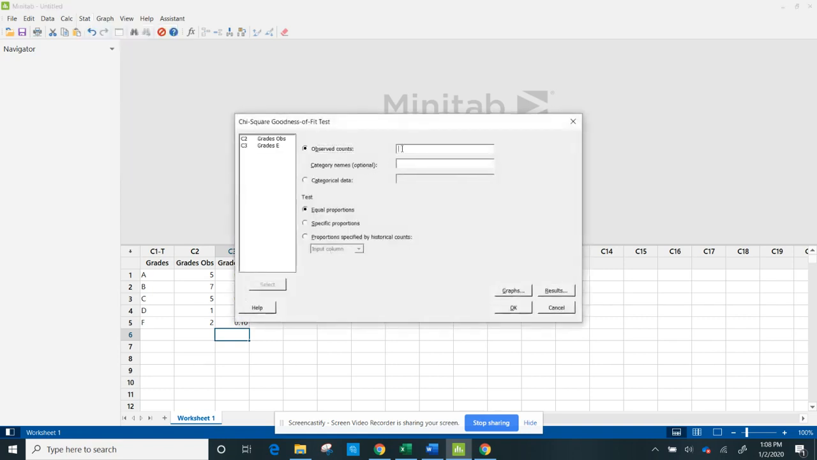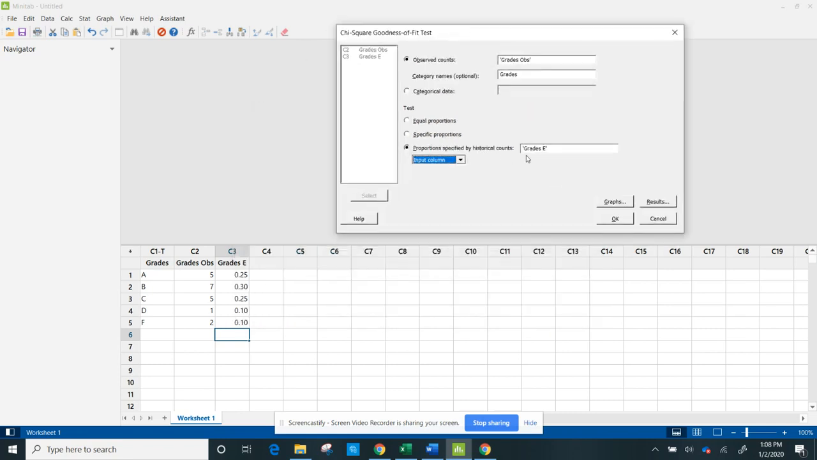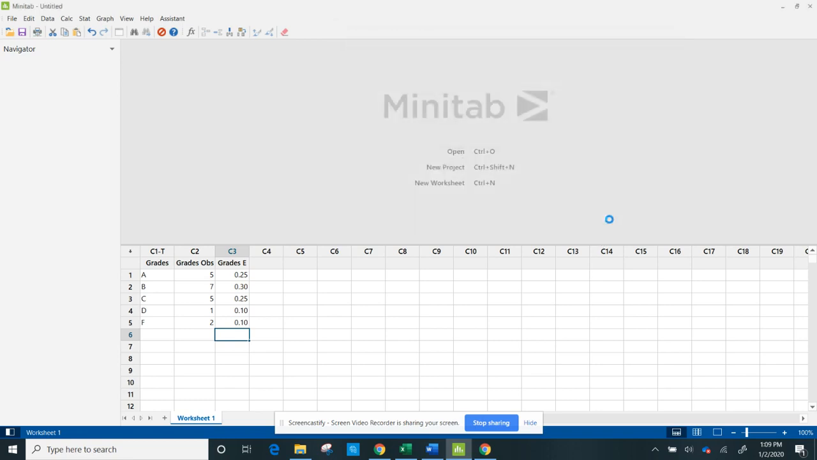My observed counts. Remember, if I click in the box, it makes everything populate over here. I'm going to put category names so I know what everything is. And I'm going to do it by proportions, in a column. So I've got my observed, I've got the names, the grades A, B, C, D, F, and I've got proportions by historical counts, and I put it in the column, so I'm calling for that column right here. That's pretty easy for me to do. And then I hit OK.